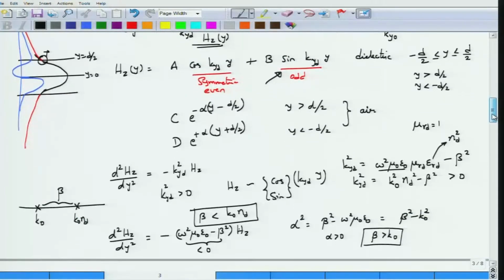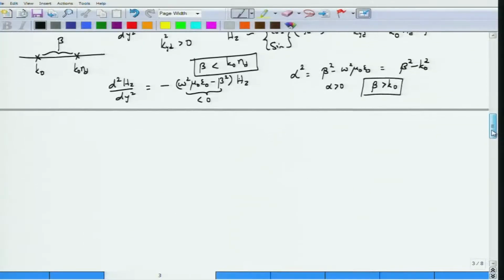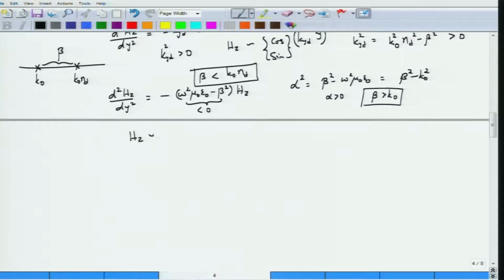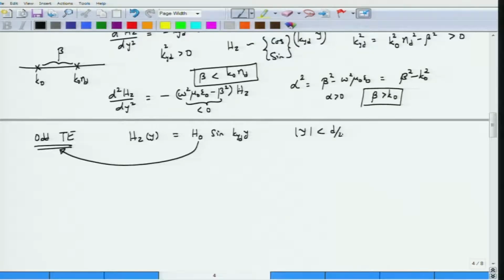Which means that my solution inside the dielectric will be of the form of sine. So I can write down Hz of y for the odd TE case. I will leave the even TE case as an exercise for you. For the odd TE case, Hz of y is equal to b sin kyd. Rather than calling this b, let us simply call this H0, that 0 nicely indicating that this is an odd TE mode that we are considering. So you have H0 sin kyd. For this one, the solution is valid for mod y less than d by 2, that is inside the film. We can also find out the x and y components for this particular mode.